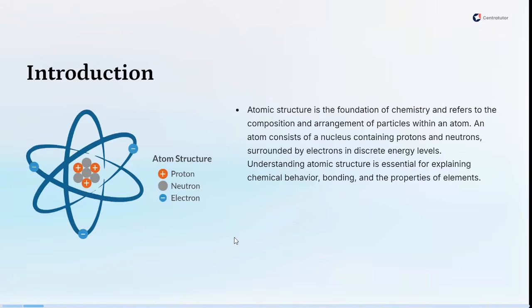But when you zoom in deeper, you'll find that the nucleus is made up of two other subparticles, and these particles are known as the proton and the neutron. So going forward in this lesson, we'll be having a deeper understanding of this atomic structure.